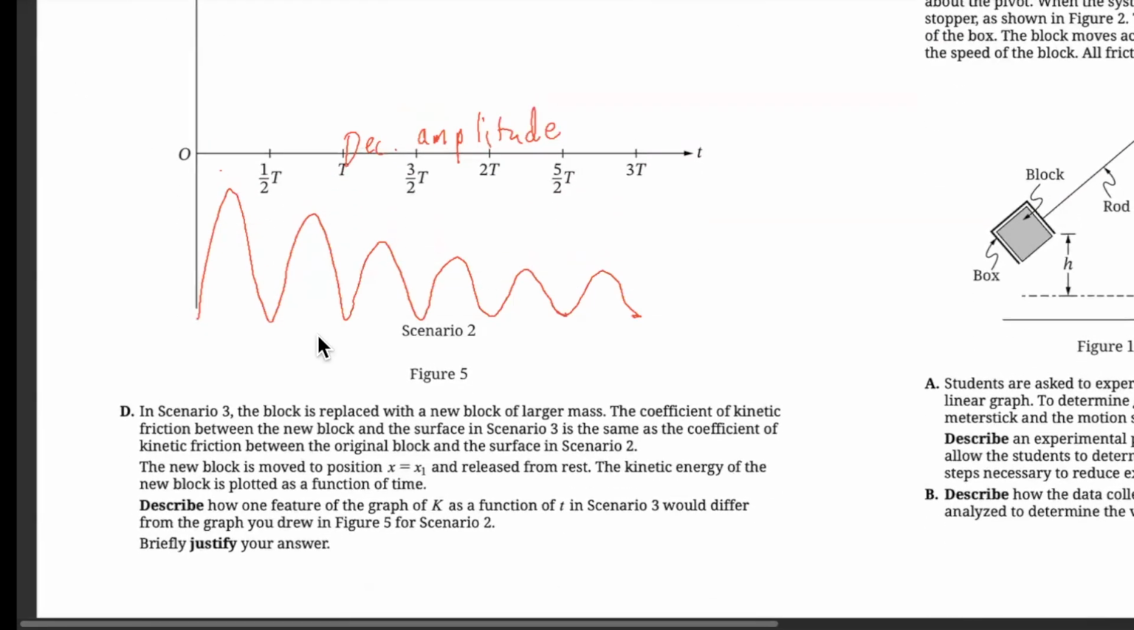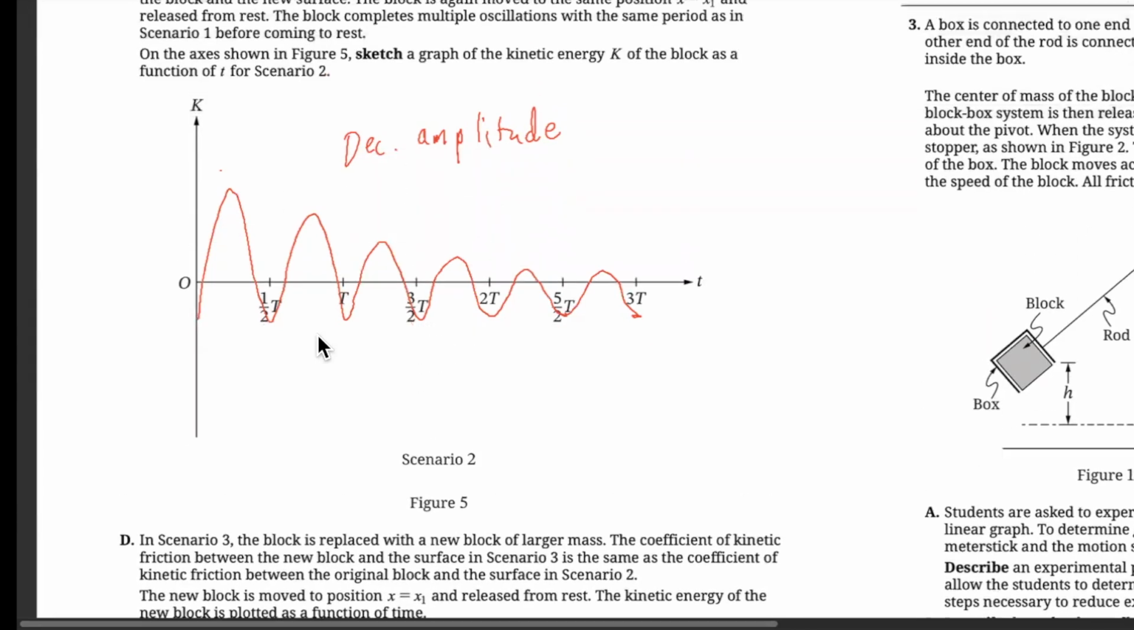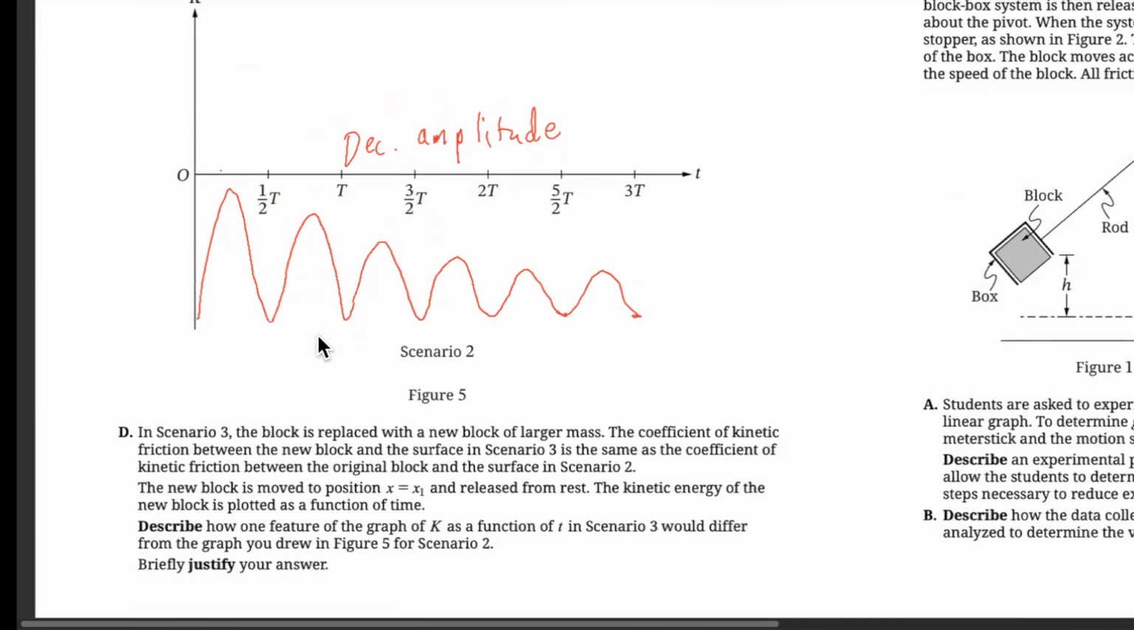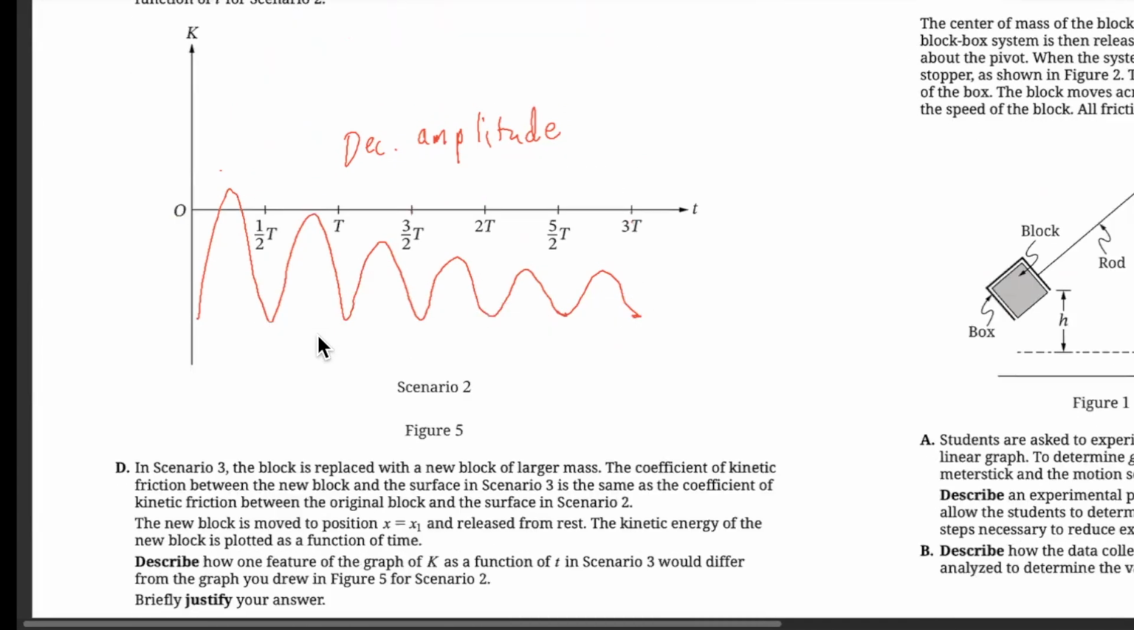Okay, scenario 3, you have a larger mass and you keep the same coefficient of friction, and you have to describe how one feature would change from the figure that we just drew. How does one figure change if you have a bigger mass? The period is going to change. Yeah, it's a duh. This is kind of easy. I'm a little bit sad. I wish that I had a little bit harder question.